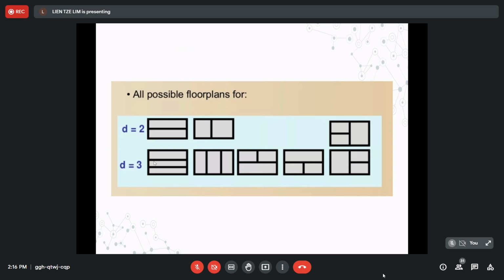There are other possibilities of floor plan. As you see in this figure, there are two blocks in a floor plan and also three blocks in a floor plan. The blocks can be arranged vertically or horizontally. So you see the pattern of the blocks, the arrangement of the blocks in the floor plan.